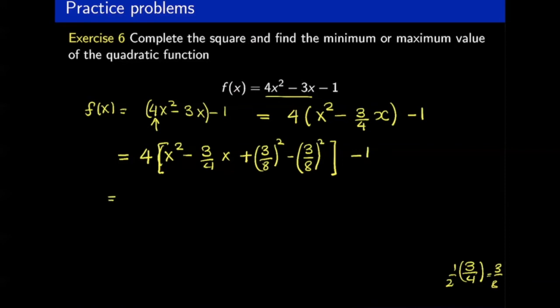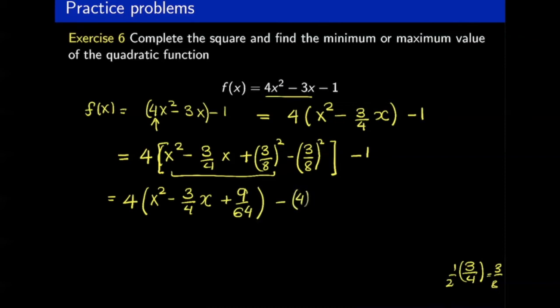Now next, we're going to take the first three terms and distribute that 4 over these three terms, and then also the last term. So we have 4 times x squared minus 3 over 4 times x plus 9 over 64, and then minus 4 times 9 over 64, minus 1.